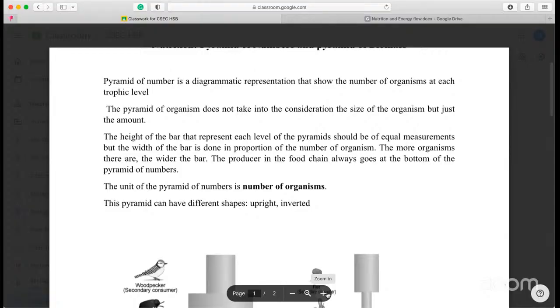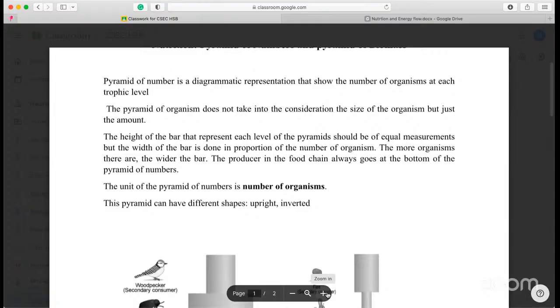When we do pyramid of numbers, when we count the numbers, we are not counting it based on their size. For example, one tree is one tree. It's not because it's a big tree you will represent it as more. A tree is a tree, right? An insect is an insect. It doesn't matter if it's small, it's still one. All right. So we don't take into consideration size of the organism, just the amount.